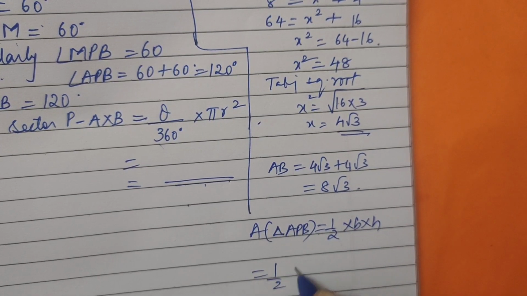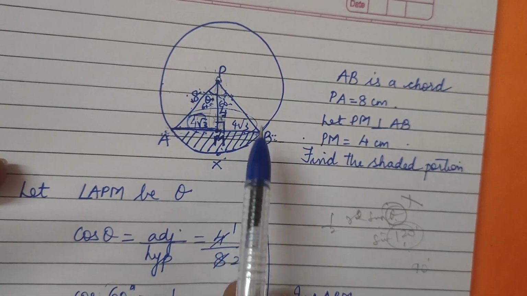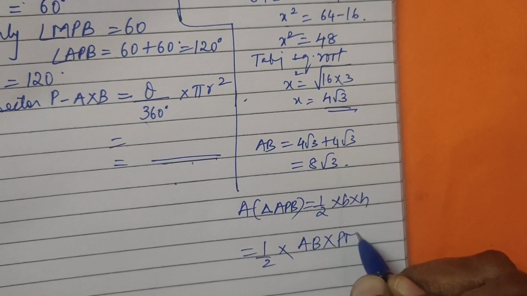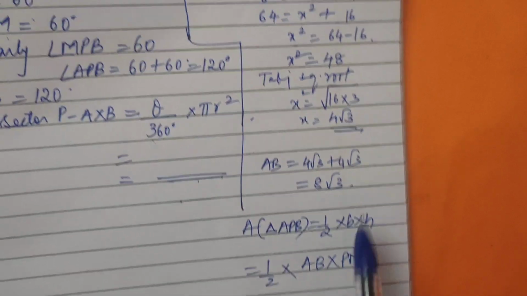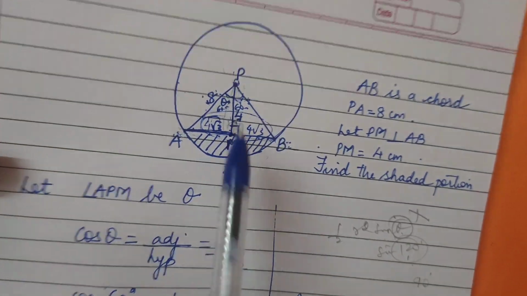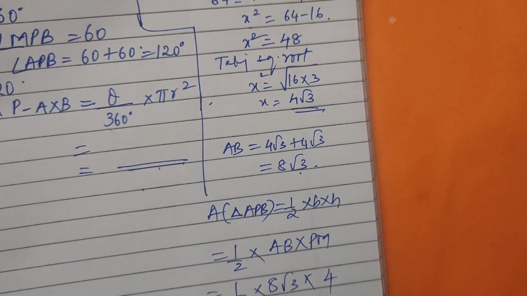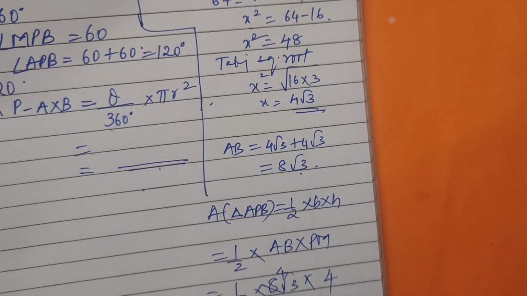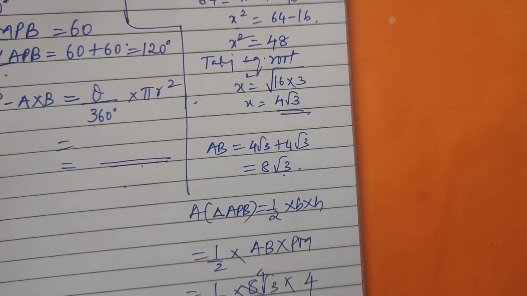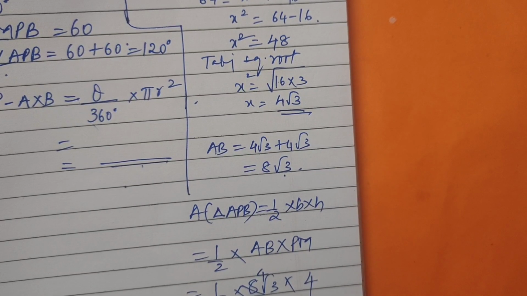So half, what is the base? AB. Height is PM. Okay, so AB we got 8 root 3 and PM is already given as 4 in the question. Then you can cancel 2, 4s are 8. So you got 16 root 3, and the value of root 3 is given in the textbook as 1.73. So 16 into 1.73, you can multiply.